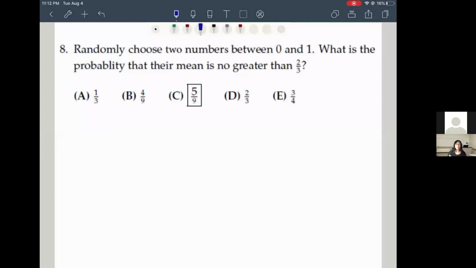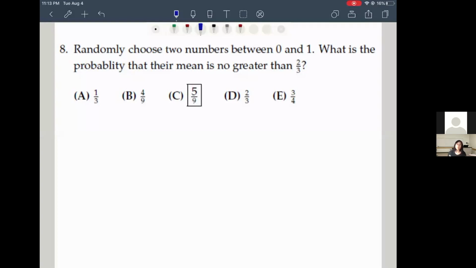Question 8. Randomly choose two numbers between 0 and 1. What is the probability that their mean is no greater than 2/3? This is a probability question. You might think about strategies related to probabilities. For example, maybe we can try complementary.